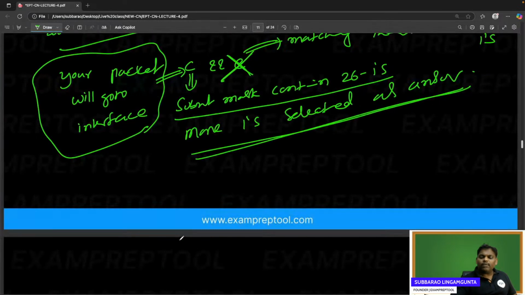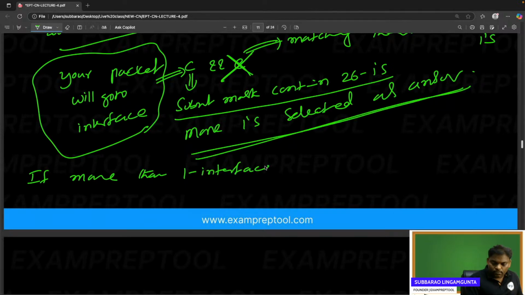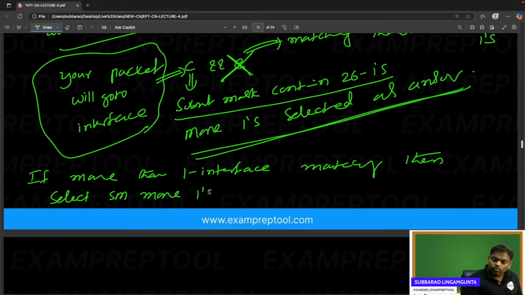If more than one interface is matching, then select the one with more ones in the subnet mask as the answer.